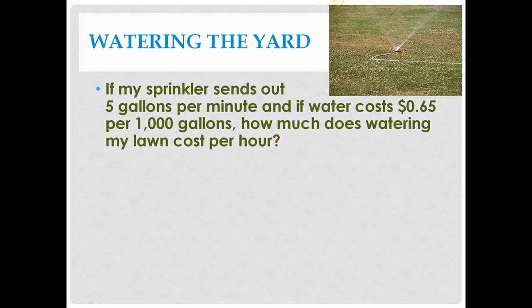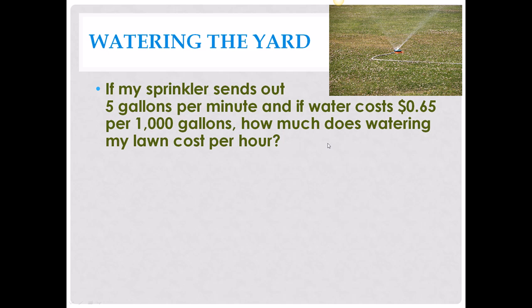Living in Arizona, it seems like we water the yard year-round here, so we don't have any snow. But if my sprinkler sends out 5 gallons per minute, because I sat out there with the bucket and calculated it, and if water costs 65 cents per 1,000 gallons, how much does watering my lawn cost for an hour? Whew. That got confusing because there were a lot of things in there. I don't know if it got confusing for you, but just reading it got me confused.